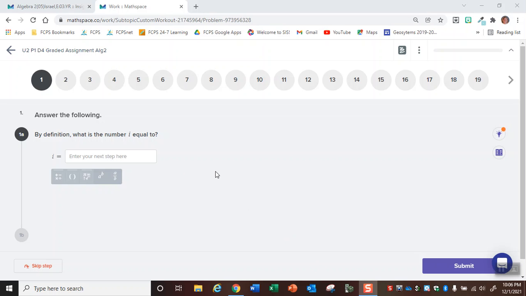Okay guys, so let's look at how to do this Mathspace. This is the last thing you need to be able to do for this unit. It says, what is the number i equal to?